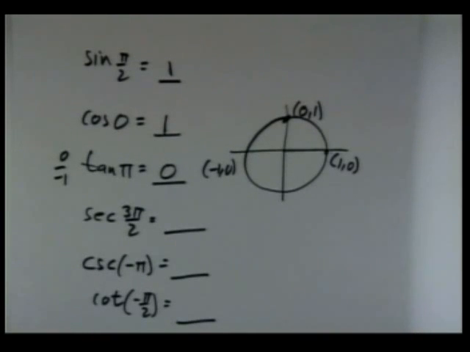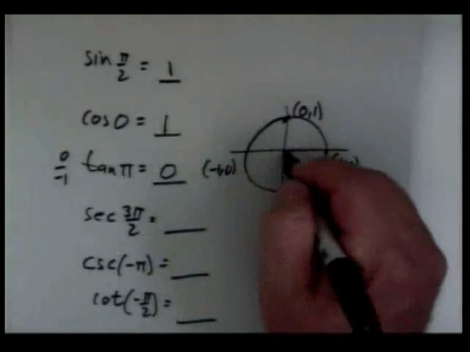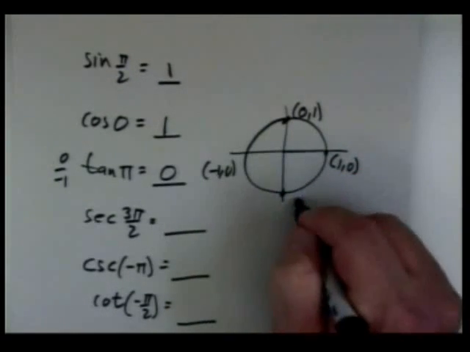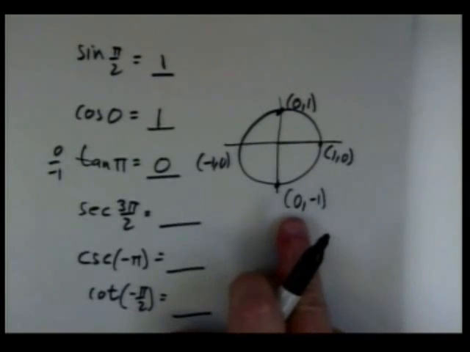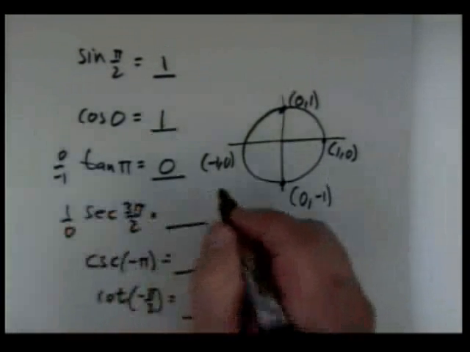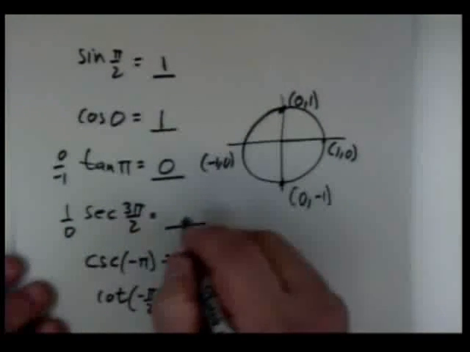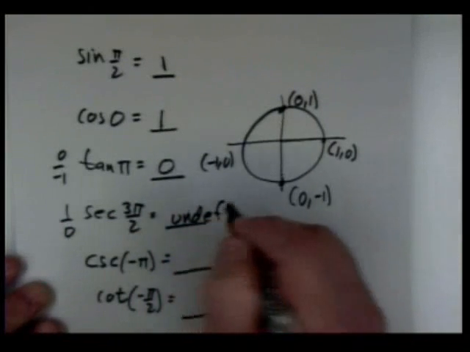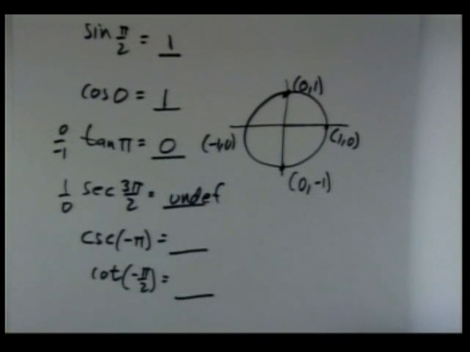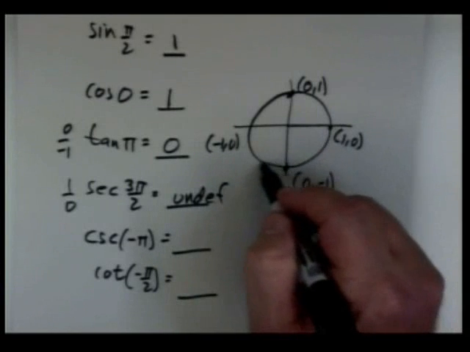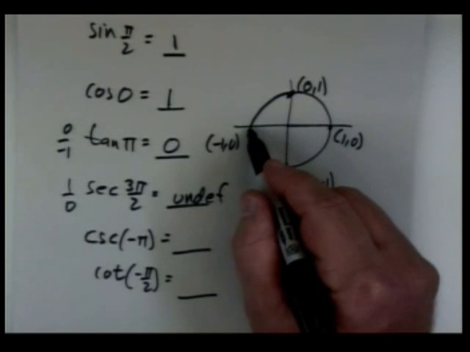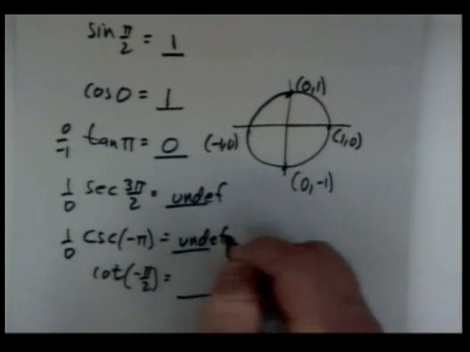The secant of 3 pi over 2, now 3 pi over 2, let's see, is down there. Now the secant's the reciprocal of the cosine. The cosine would have been 0. So 1 over 0, we don't want to write 1 over 0. We want to write undefined. The cosecant of negative pi, now let's see, negative pi, we go this way halfway around, is the reciprocal of the sine. So that'll be another 1 over 0, undefined.